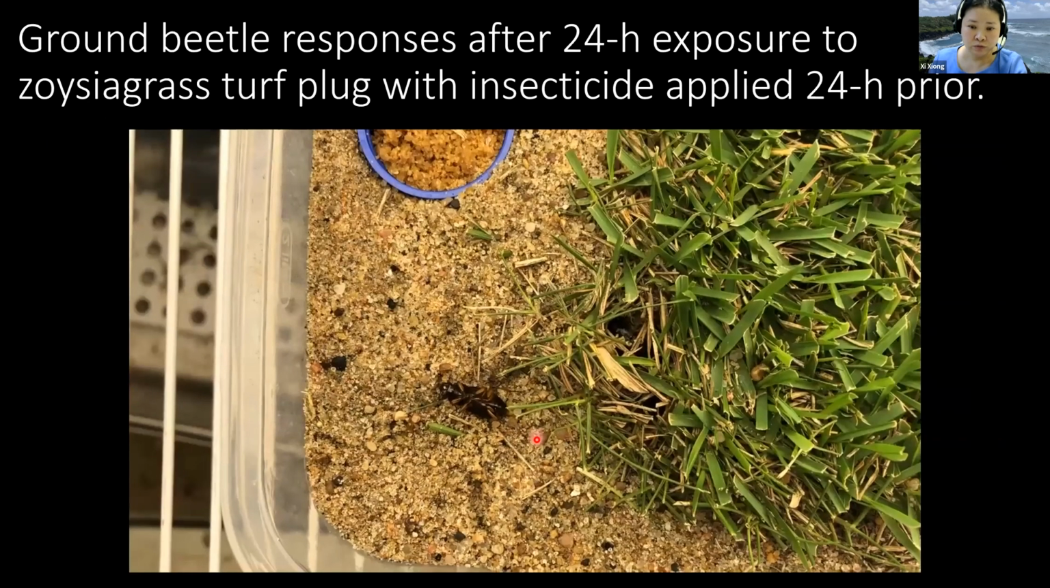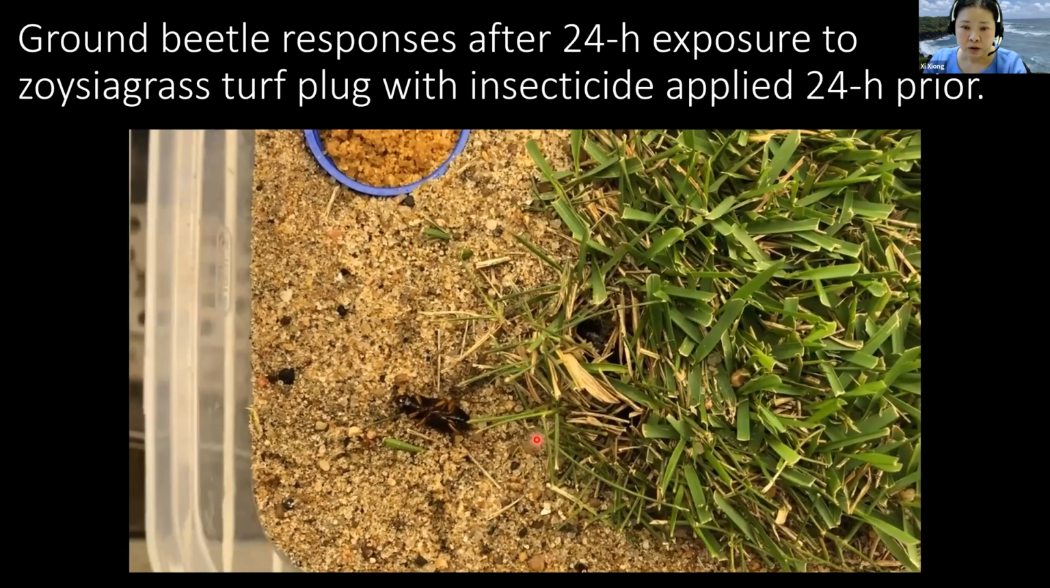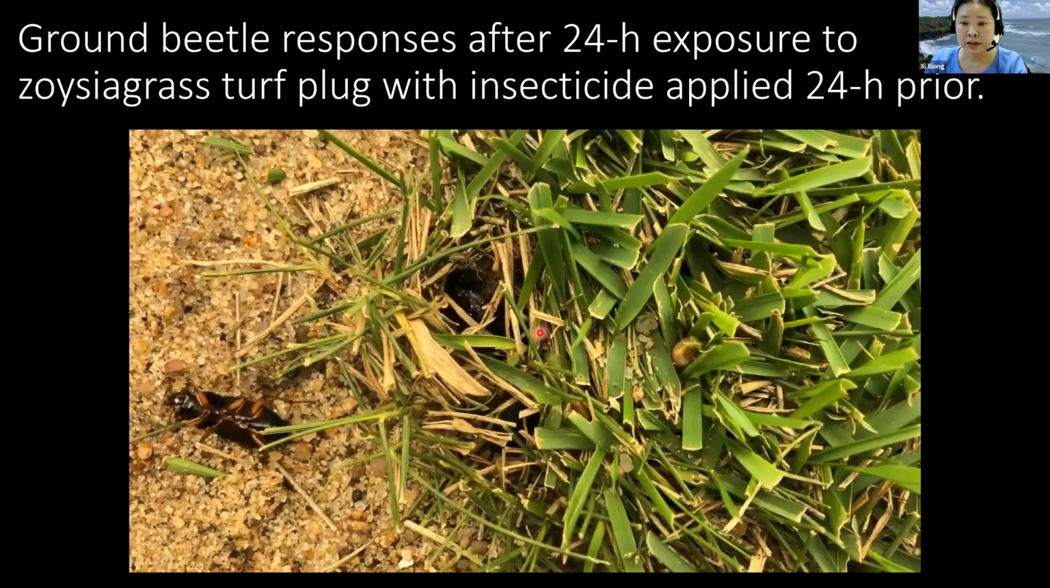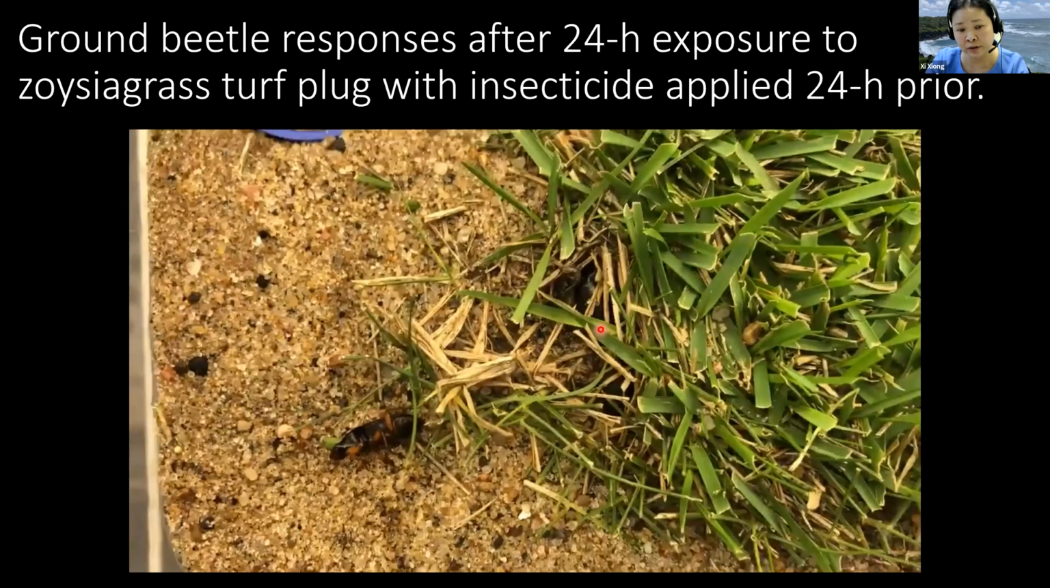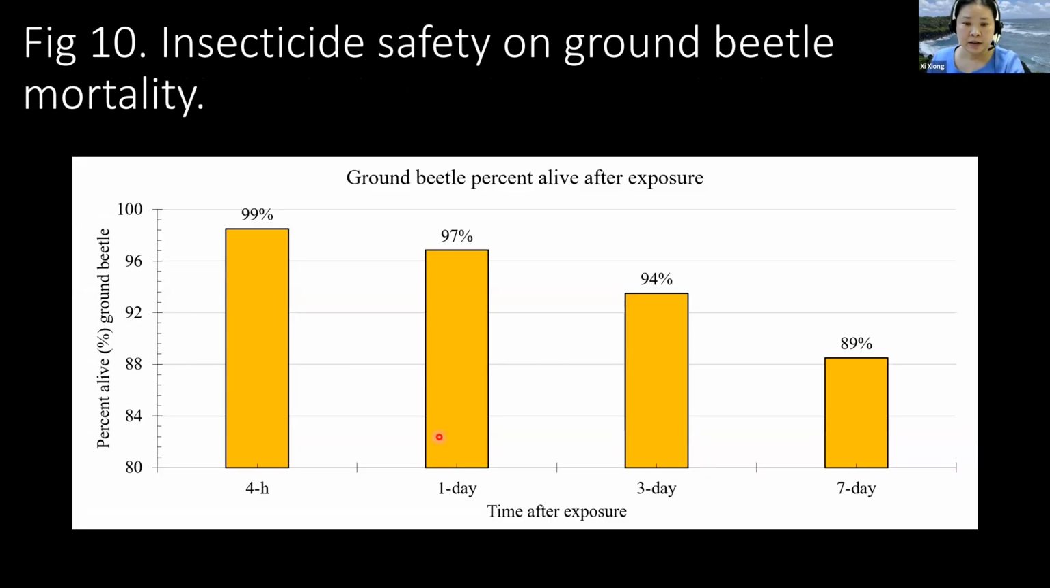And here's a short video to show you that when they're still alive, they try to seek shelter and move around agitated, but compared to the dead or intoxicated ones, which stay in the open area and don't move. And here's the data summarized from that experiment. You can see that if we expose the ground beetle to the insecticide-sprayed turf plug for 4 hours, the majority of them survived.